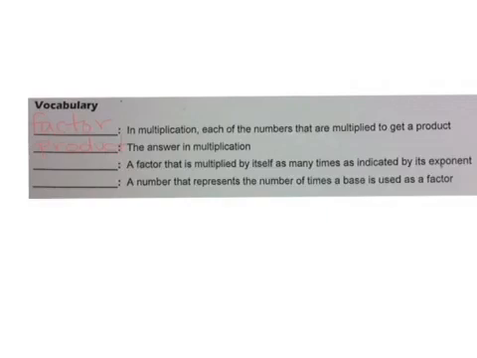All right, now these two specifically have to do with exponents. So it says a factor that is multiplied by itself as many times as indicated by its exponent. That factor is called the base. So go ahead and fill base in. And finally, a number that represents the number of times a base is used as a factor is called an exponent. Go ahead and fill in exponent. All right, let's go ahead and move on to the next section.